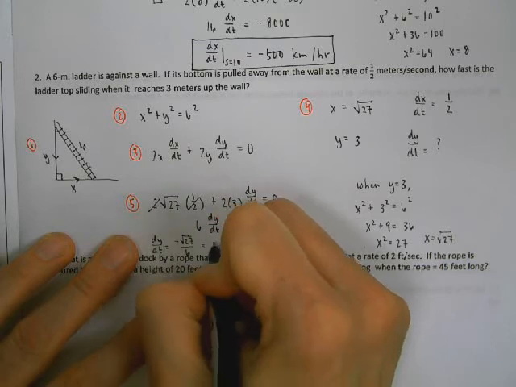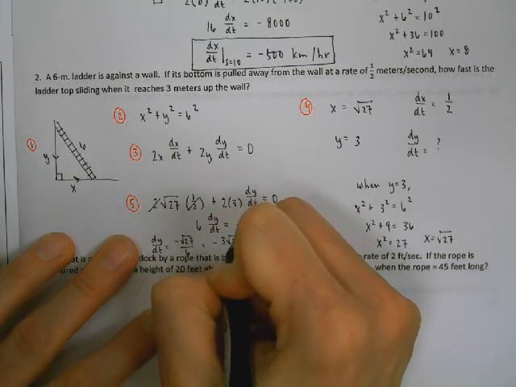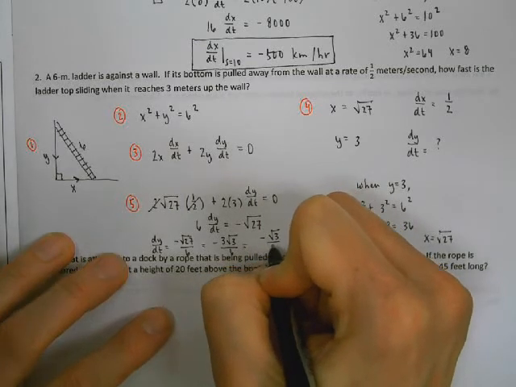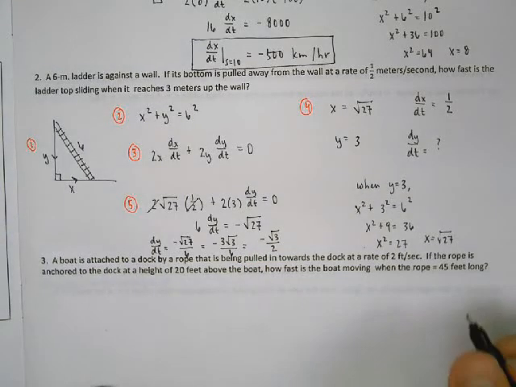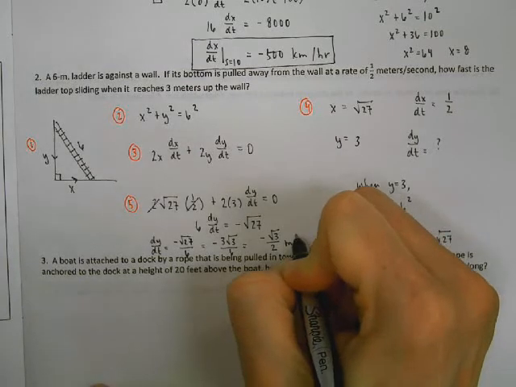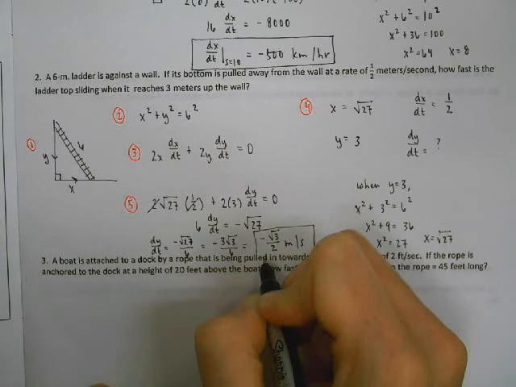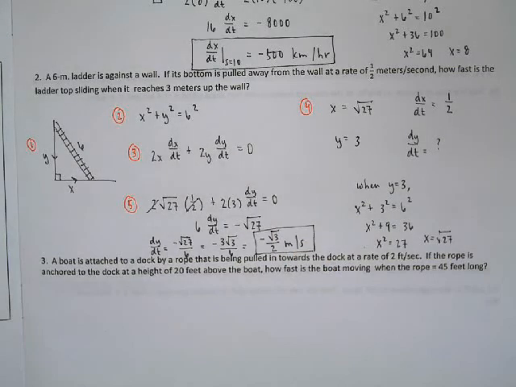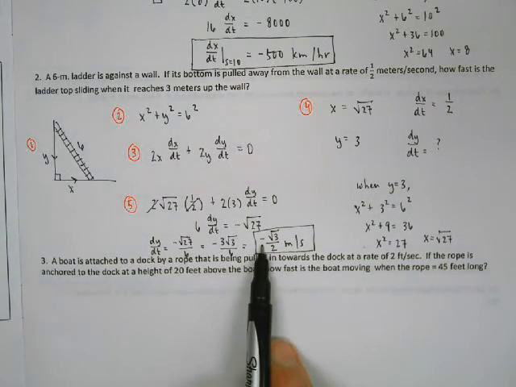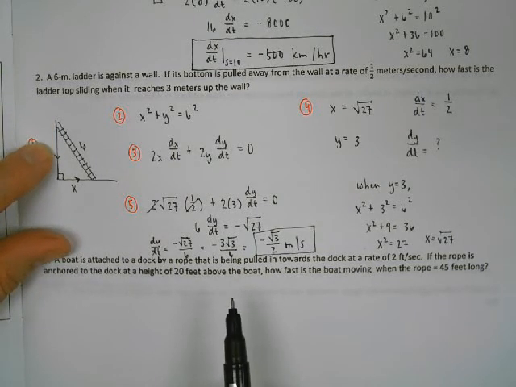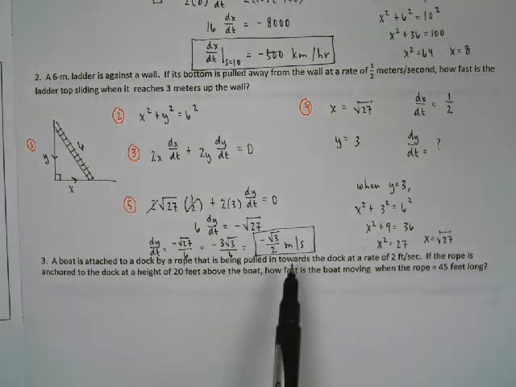27 is 9 times 3, so this is negative 3 root 3 over 6, which is negative root 3 over 2, and our units will be meters per second. So that's the rate of change. That's my dy/dt. And again, this negative accounts for the fact that the ladder is sliding down the wall, so that distance is getting smaller. And that's why we have a negative rate of change.